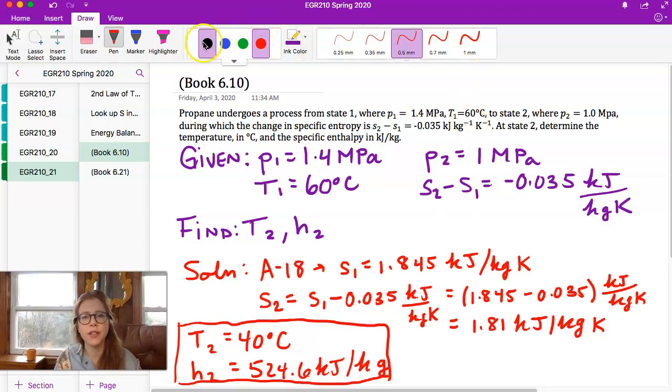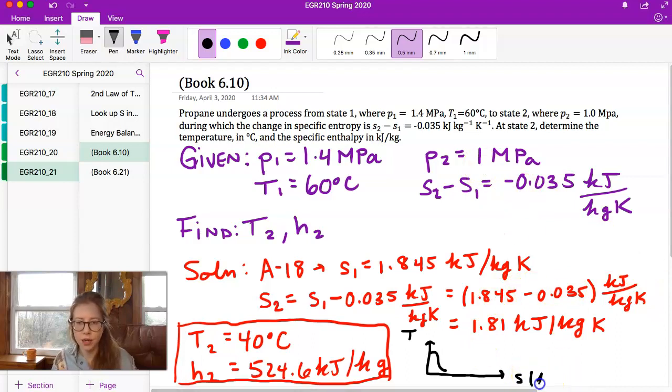So if we just wanted to do a little sketch of this on a TS diagram, we're in the superheated region. So I'm just going to draw our vapor dome over here. And we're going to look at entropy in kilojoules per kilogram Kelvin, and T is going to be in degrees Celsius.